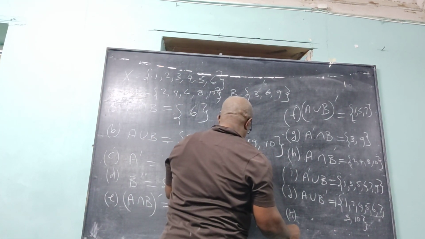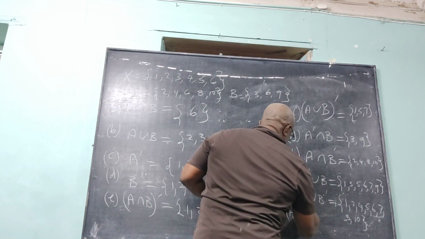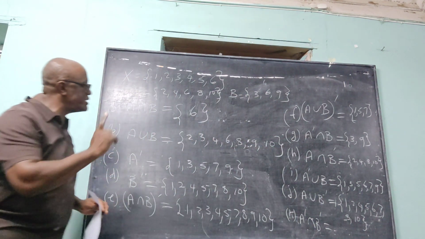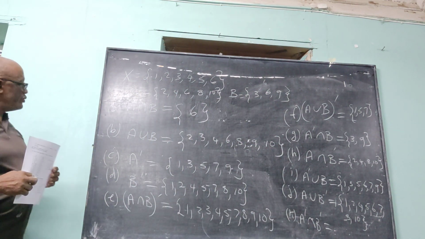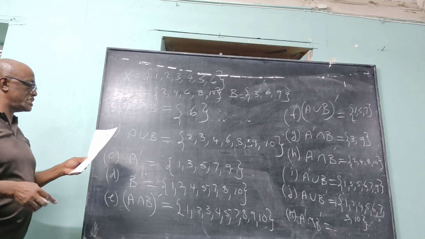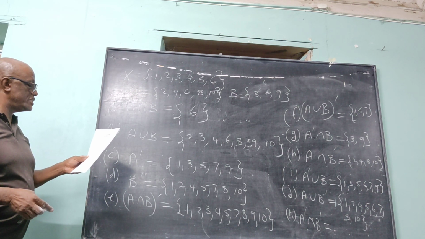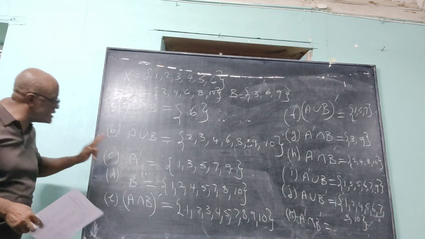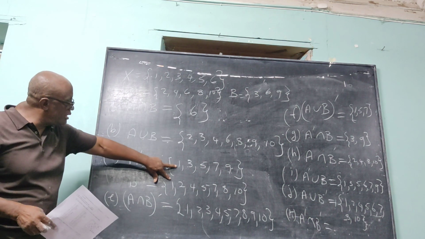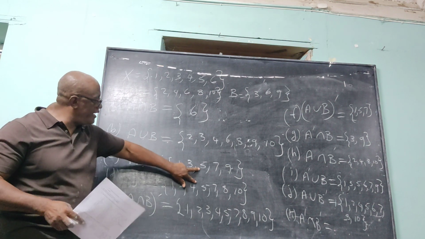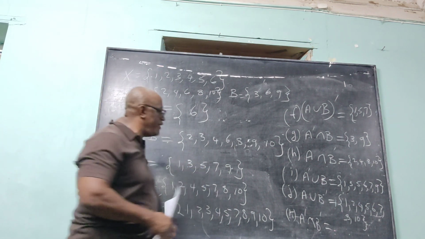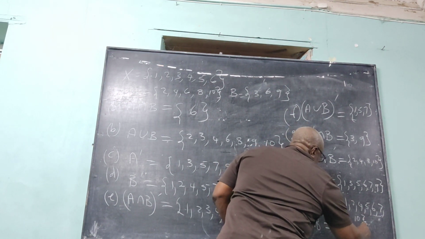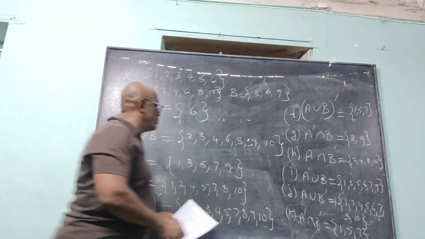K is A complement intersect B complement. There is an intersection. It is between A complement and B complement. So you're looking at these, but you're looking for an intersection. You have 1 and 5, and you have 7. 1, 5, 7. Close.